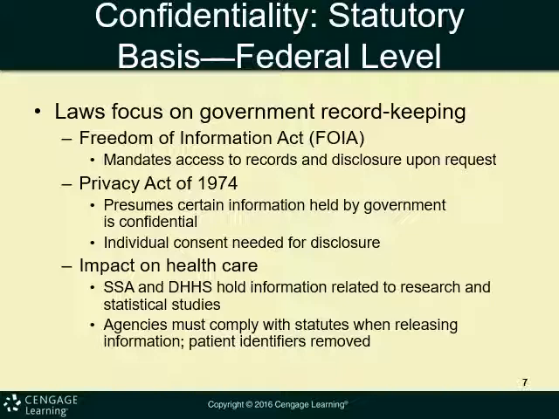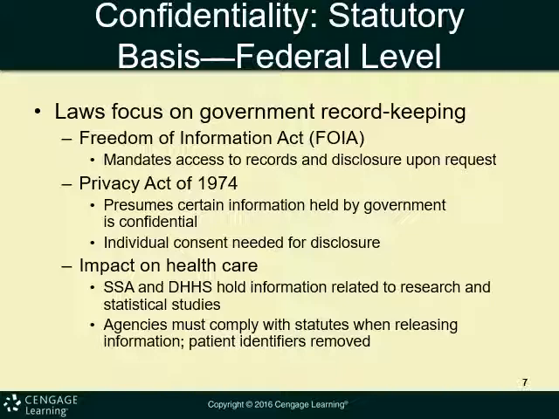The Freedom of Information Act encourages access to government records and mandates disclosure upon request, absent an exception listed in the statute. By contrast, the Privacy Act presumes that certain information is confidential and may not be disclosed unless there is a written consent of the individual.